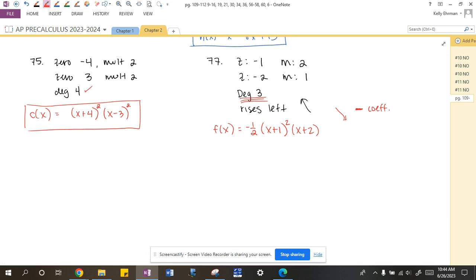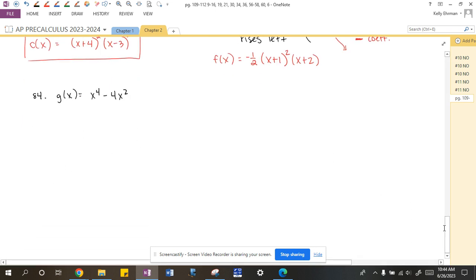All right, next we're moving on to 84. 84 says g of x equals x to the 4th minus 4x squared. Part A says apply the leading coefficient test. B says find the real zeros of the polynomial. C is plot sufficient points. Draw the continuous curve. So basically graph this thing. Okay, so I'm just graphing. So I'm going to informally do my end behavior. Should be rising on the right and the left because of the positive x to the 4th.